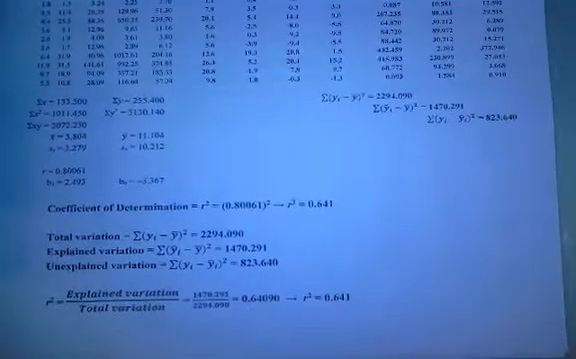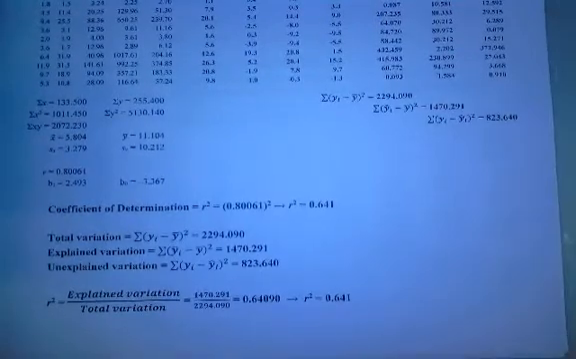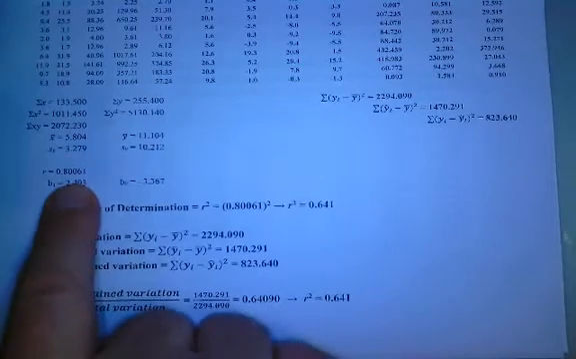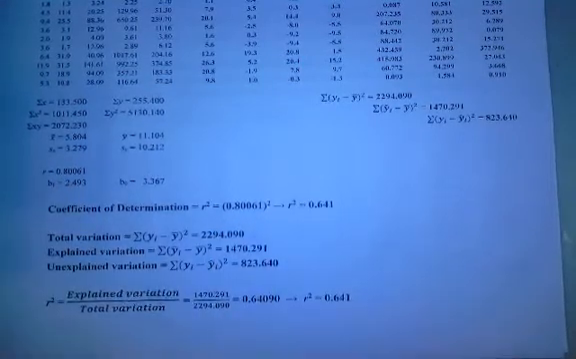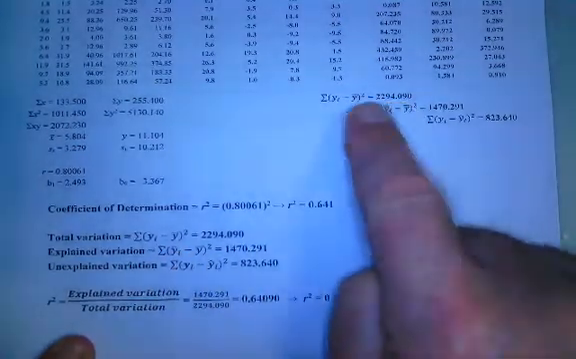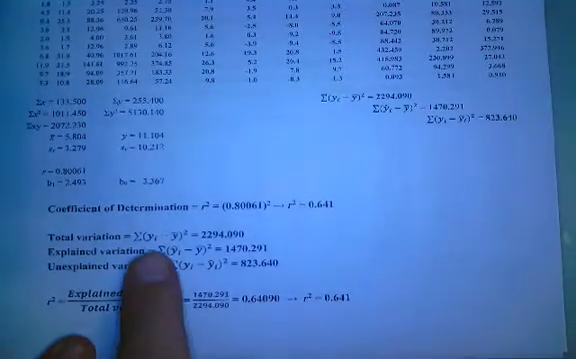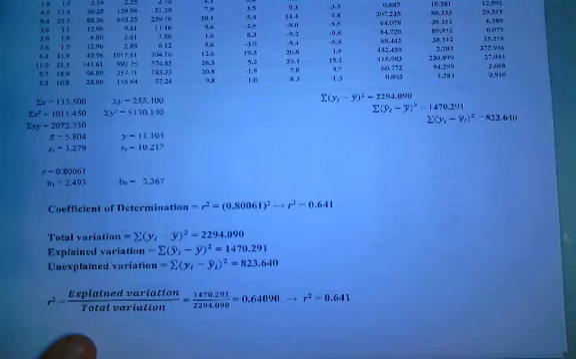First off, the coefficient of determination, that's r squared. So if we take the 0.80061 and square it, we get 0.641. What is the total variation? Well, the total variation is just the sum of the squares of the differences between the y values and the mean of the y values.